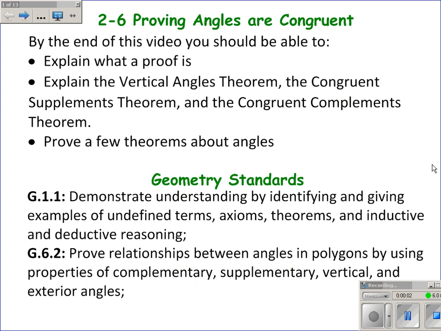This video is on section 2-6 on proving angles are congruent. By the end of this video, you should be able to explain what a proof is and the format of a proof, explain the vertical angles theorem, the congruent supplements theorem, and the congruent complements theorem. You should also be able to prove a few theorems about angles. And this video covers geometry standards G.1.1 and G.6.2.